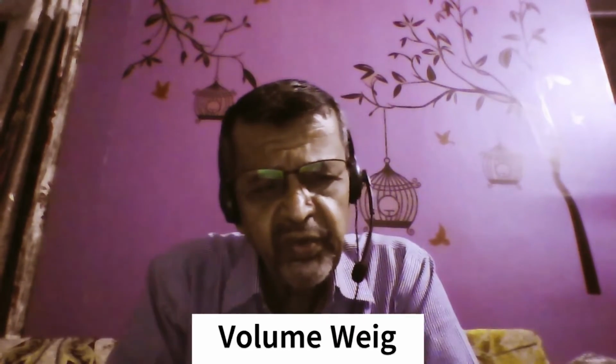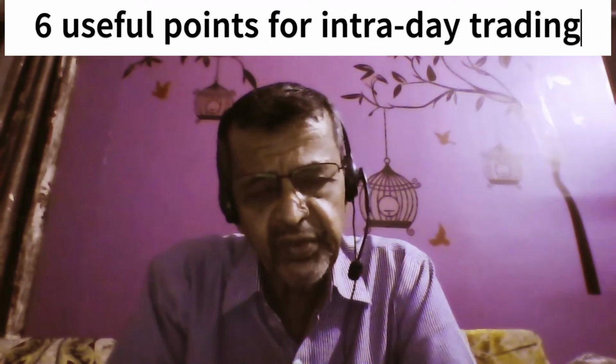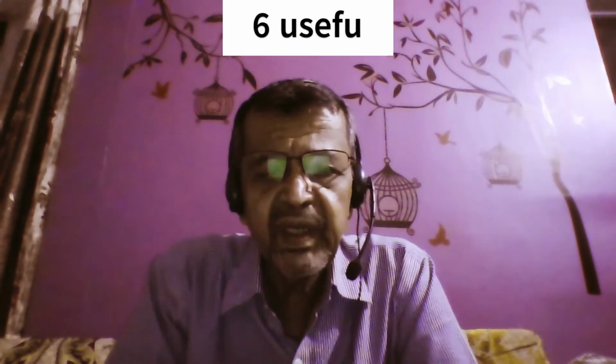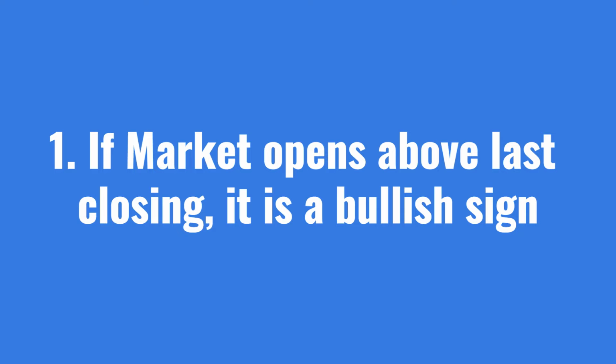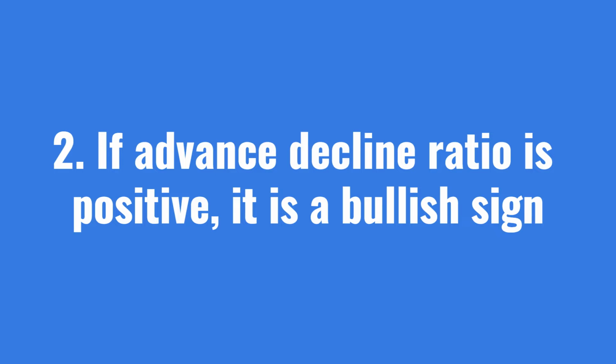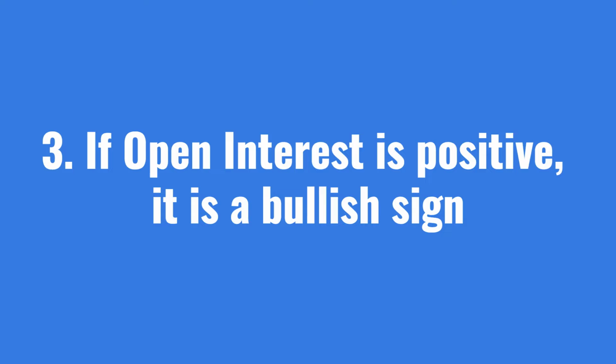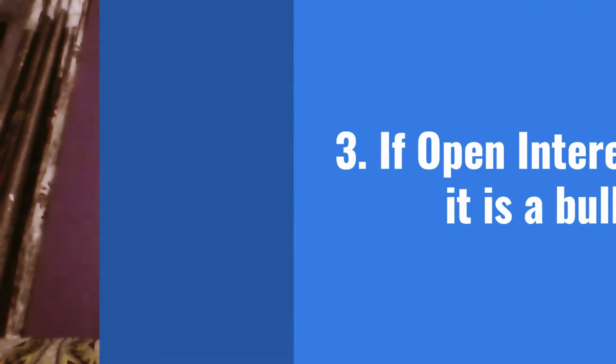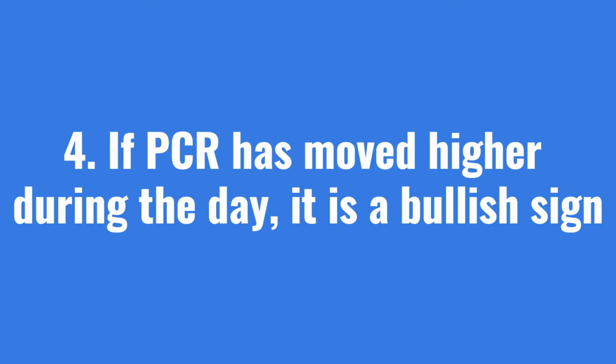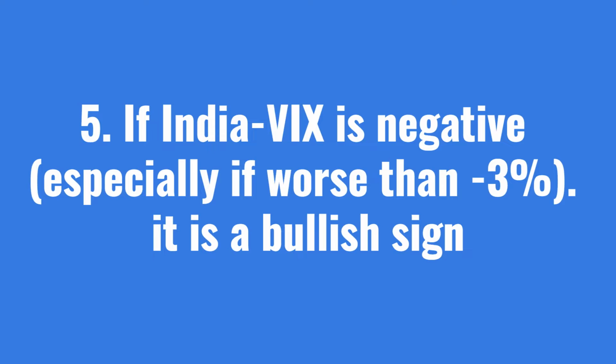Now the 6 points are as follows. If the market opens above the last closing, it's a bullish sign. If the advance decline ratio is positive, it's a bullish sign. If open interest is positive, it's a bullish sign. If PCR has moved higher during the day, it's a bullish sign. If India-VIX is negative, especially if it is worse than 3%, it's a bullish sign.